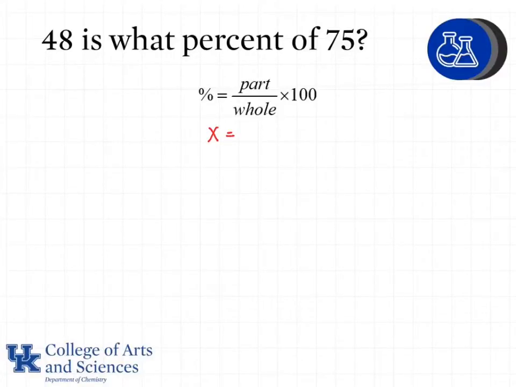So we use x for our unknown percentage, plug in 48 for the part, and 75 for the whole, and then multiply by 100. When we plug the value into our calculator, we find that x equals 64%.